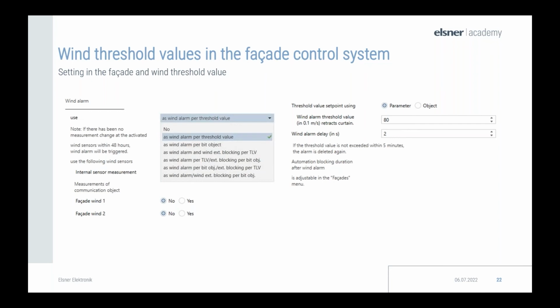For this, the measured value of facade 1 wind is activated. The following object then receives the measured wind value from the external individual sensor of the facade. A maximum of 12 individual sensors can be integrated. In the right window, we can still see the setting of the wind threshold value as on the slides before.